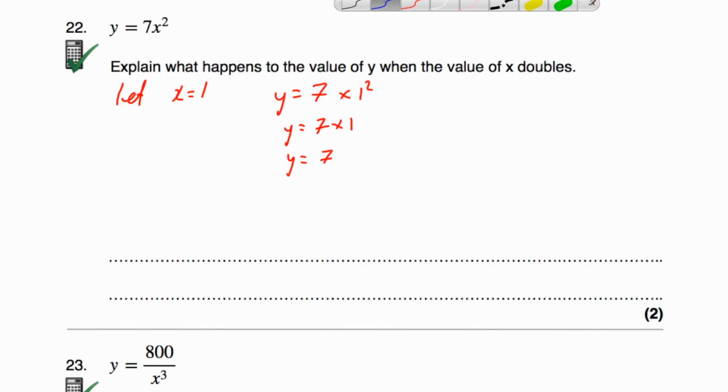Now, let x equal another number, and in terms of the value for x, we want to find what happens to the value of y whenever x doubles, so it makes sense to let now x equal 2, because that's double 1.